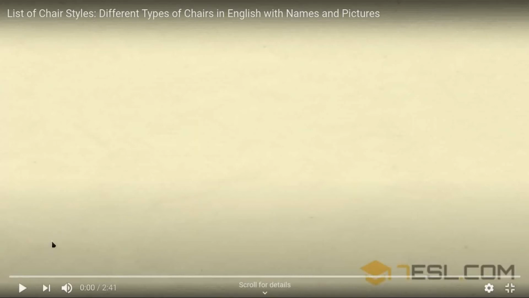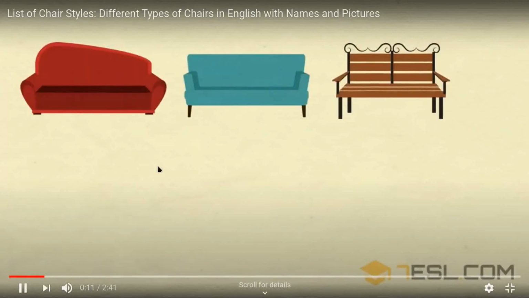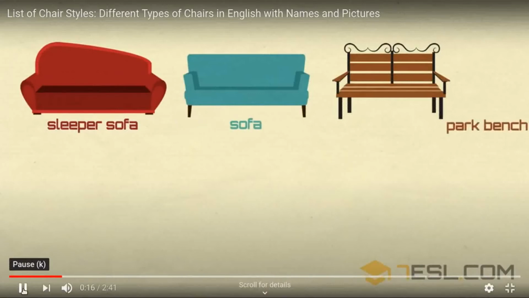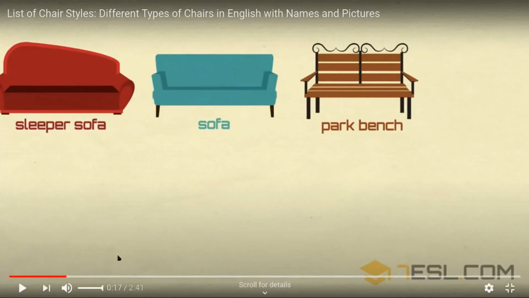So let's get started. This is vocabulary terms for chairs. Okay, we got three different types of sleeper sofa, and park bench. Okay, well, that's true. That's a park bench. This is a sofa. Yes, sure. That's also a sofa. But this is not necessarily a sleeper sofa.